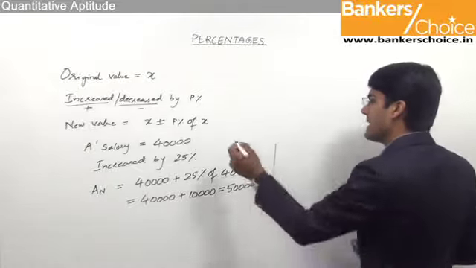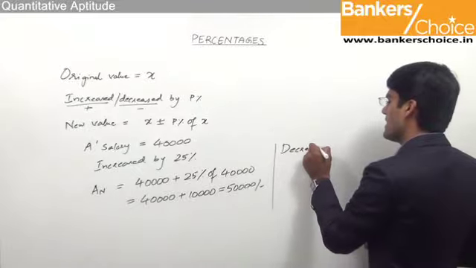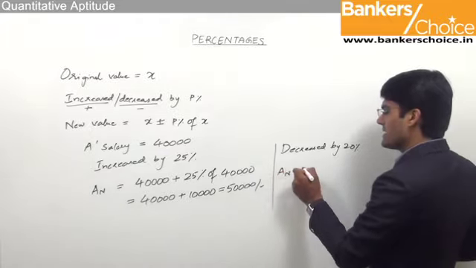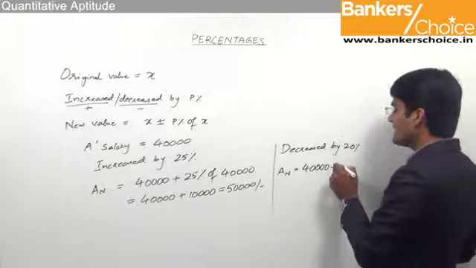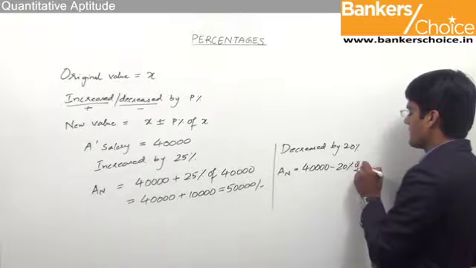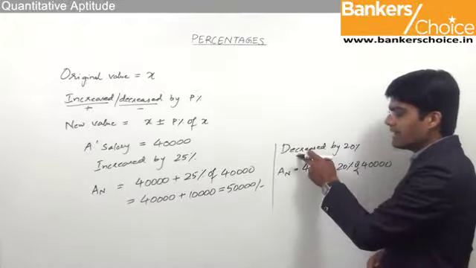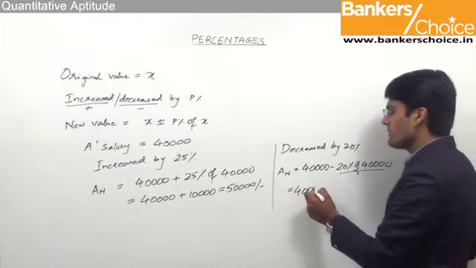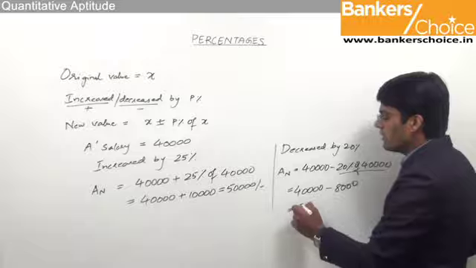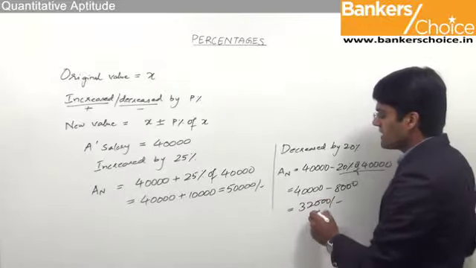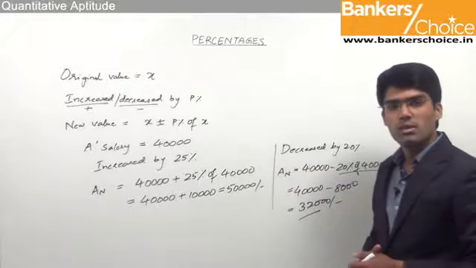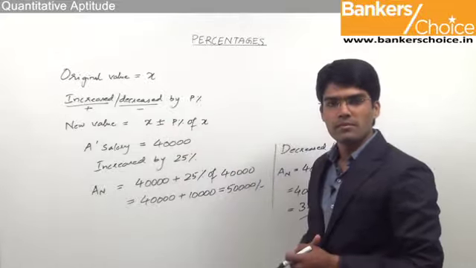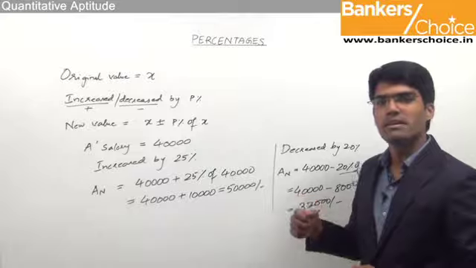Similarly, let's say that his salary is decreased by 20%. If the salary has decreased by 20%, then the new salary AN can be taken as the original salary, which is 40,000, minus 20% of 40,000. We are using the minus sign because here it is a decrease of 20%. So 20% of 40,000 is 8,000. So 40,000 minus 8,000 will be equal to 32,000 rupees. So this is how we can increase or decrease a given value by p%, as original value plus or minus p% of the original value. We should use plus for an increase in the value and minus for a decrease in the given value.